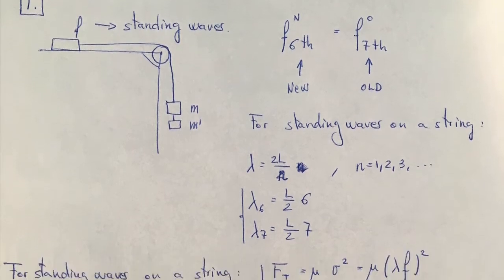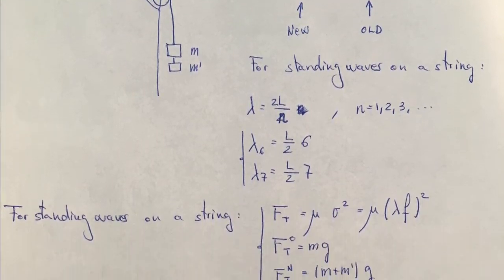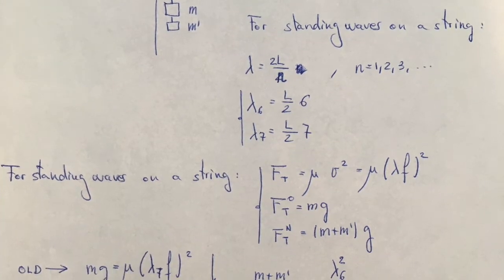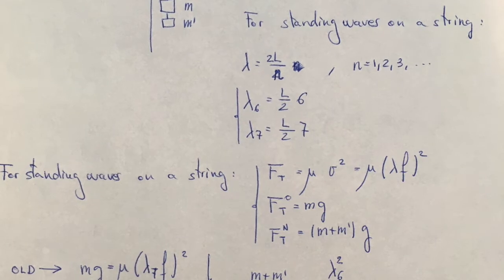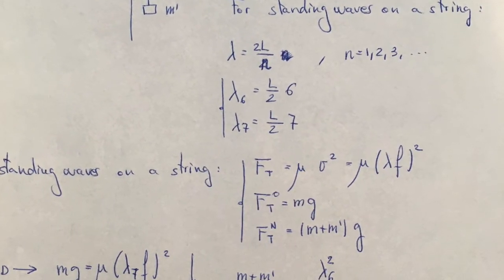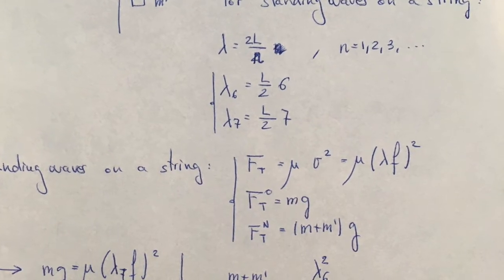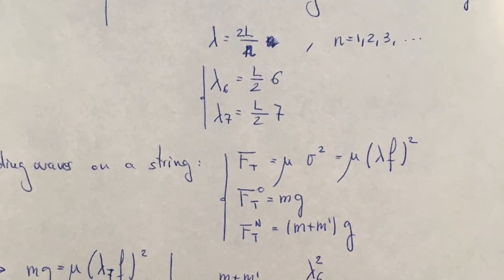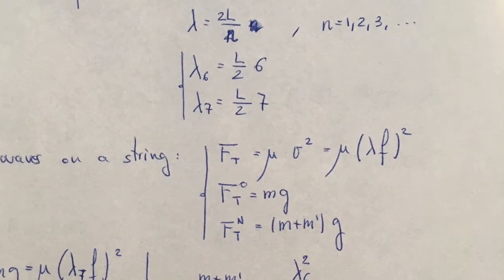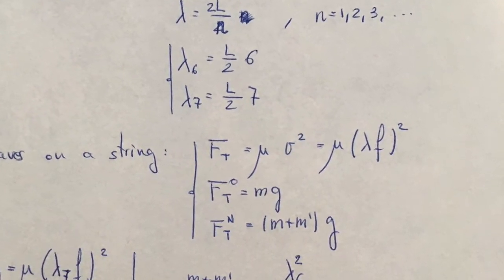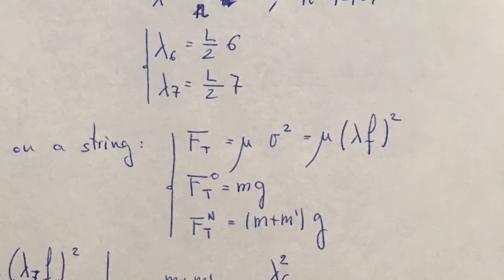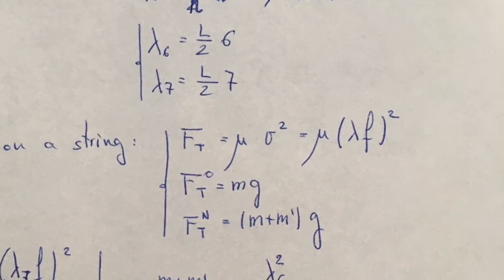Also, for standing waves on a string, we know that the force of tension is equal to mu times velocity squared, where mu is the linear density of the string. So the force of tension is equal to mu times lambda squared times frequency squared. Because the force of tension is just the weight that we're hanging there, the old tension is equal to mass m times g, and for the new one we have m plus m prime times g.